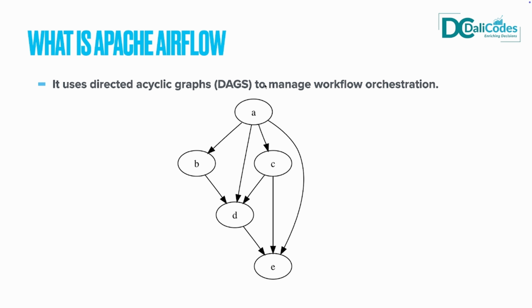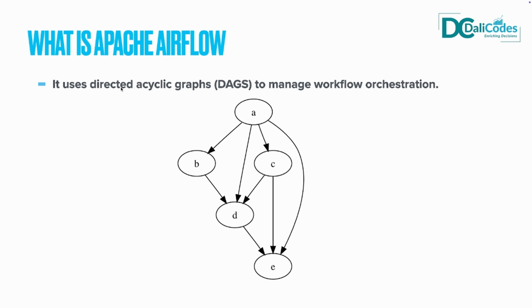So in this example, I have a simple graph where nodes are labeled as in alphabet. Here we have A is a node, B is a node, C is a node, D is a node, E is a node. We are going to have a detailed lecture about DAGs in future videos. But for now, just know that a DAG is a graph where we have nodes and edges.